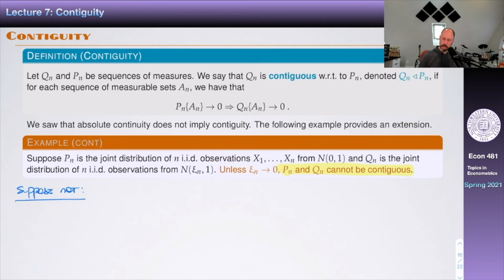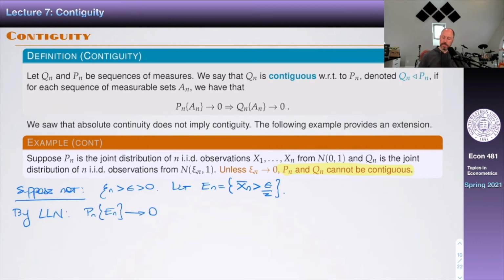So we're going to suppose that psi n is greater than epsilon, for some epsilon that is positive. And then I'm going to say let En now be the event that x bar n is greater than epsilon divided by 2. Well, by the law of large numbers, we have that the probability under Pn of En goes to zero, because essentially x bar n converges in probability under Pn to zero.